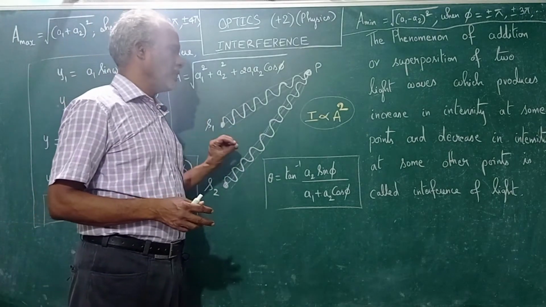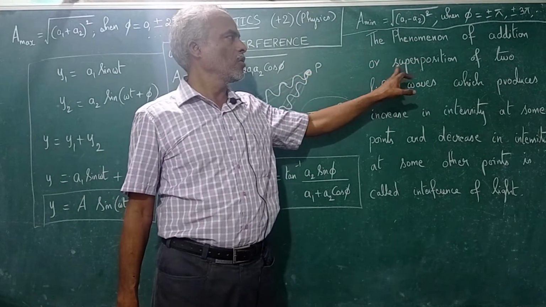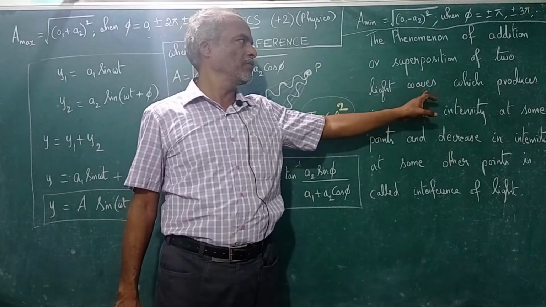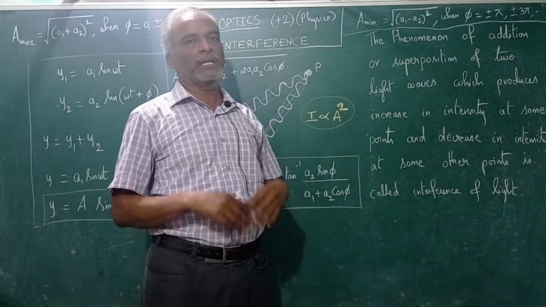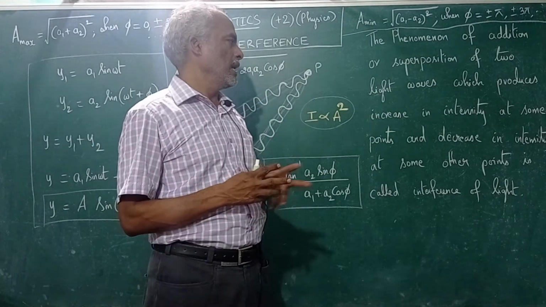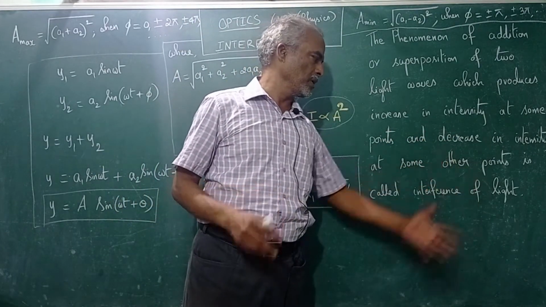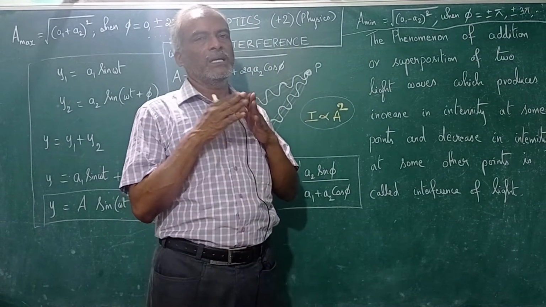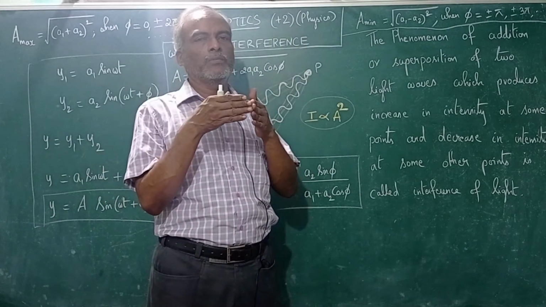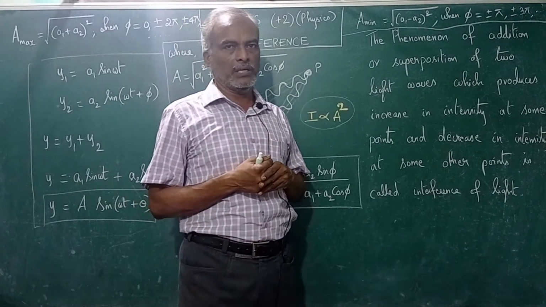So first we will define what is interference. The phenomenon of addition or superposition of two light waves, which produces an increase in intensity, so brightness can be increased at some points, and a decrease in intensity at some other points, is called interference of light. So when two lights meet at a point, it can be constructive interference or it can be destructive interference.